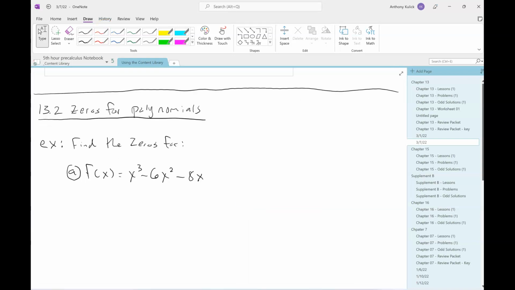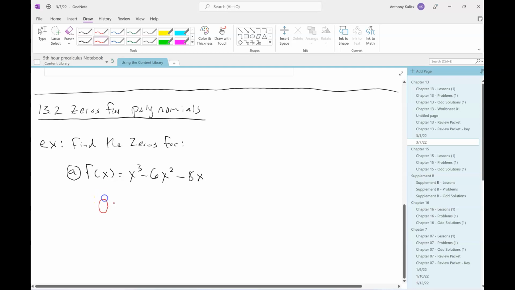So we're just going to run through some examples and review some of these techniques that we developed last year in our Algebra 2 class. So if we're looking to find the zeros for this polynomial function, when I say find the zeros, I mean I'm basically going to be solving this so that it's equal to 0.